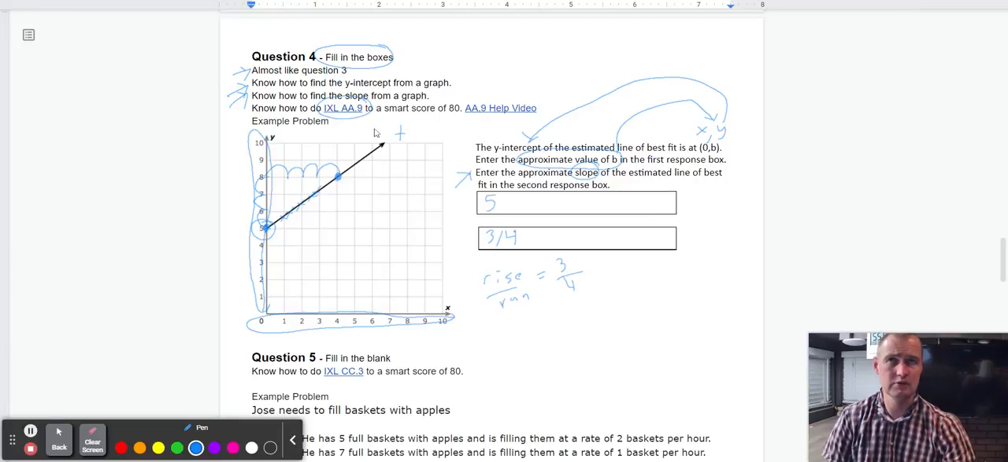So again, question 3 and 4 are almost exactly the same, but just watch your increments. It's kind of the trick on one of these questions. If you need more time, feel free to pause the video. If not, let's go to number 5.